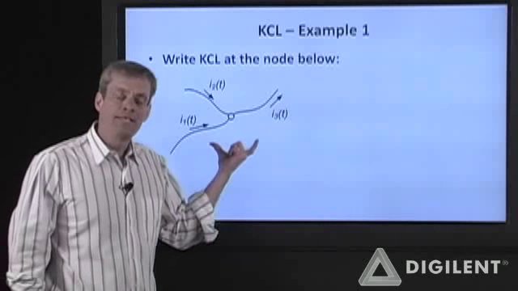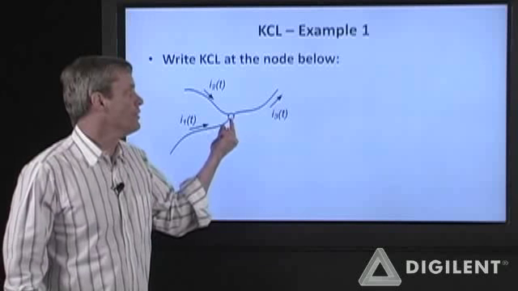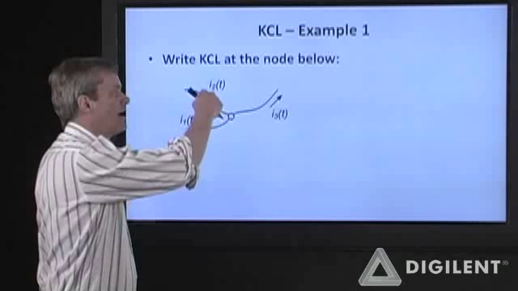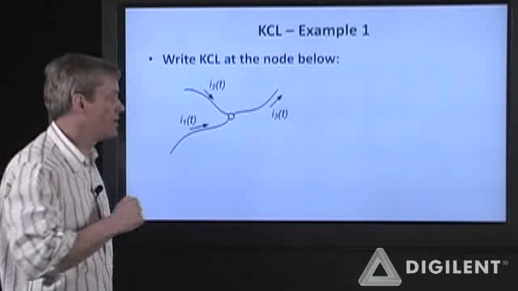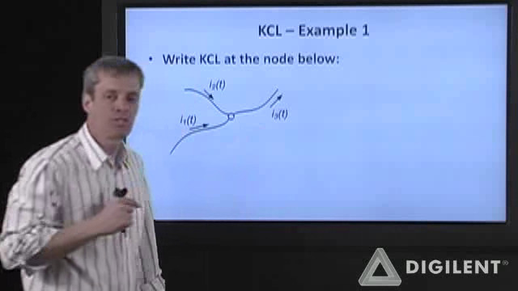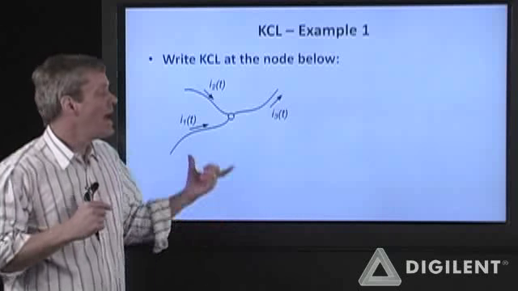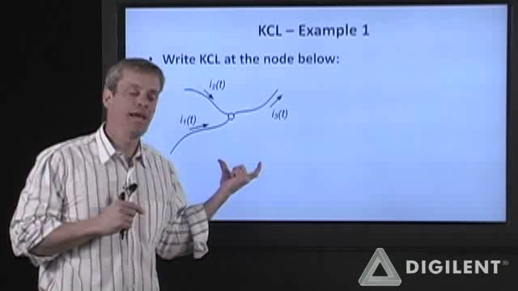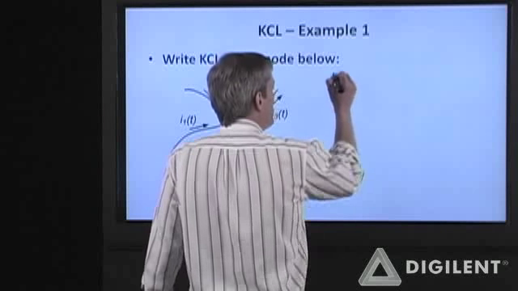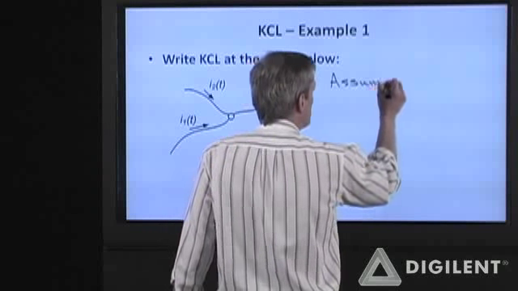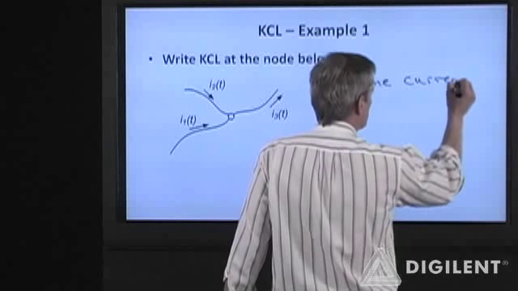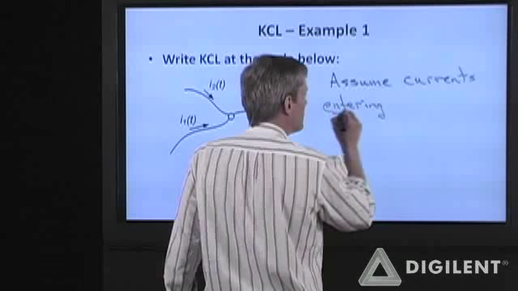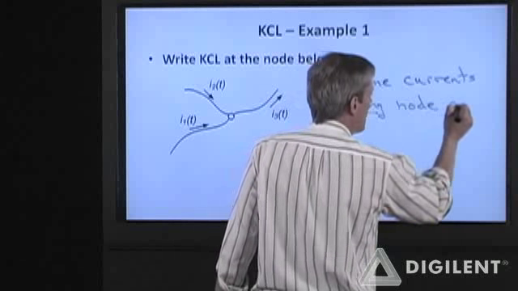Okay, I want to write KCL for this particular node. I have I1 of t, which is assumed to be going into the node. I have I2 of t, which is assumed to be going into the node. And I have I3 of t, which is assumed to be going out of the node. I have to decide which of these I want to be positive and which I want to be negative. I think just for kicks, I will assume currents entering the node are positive.